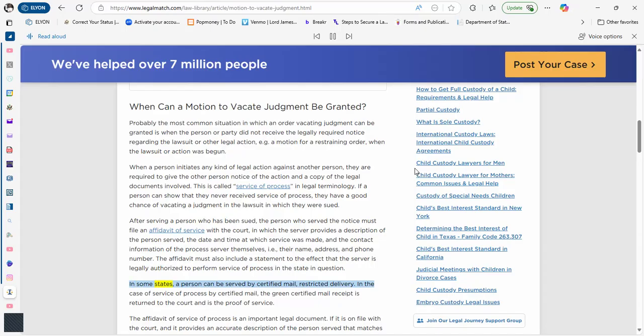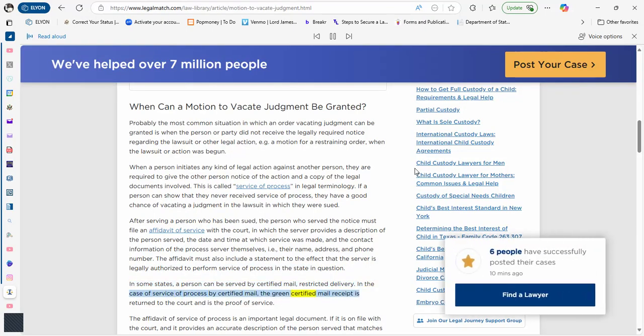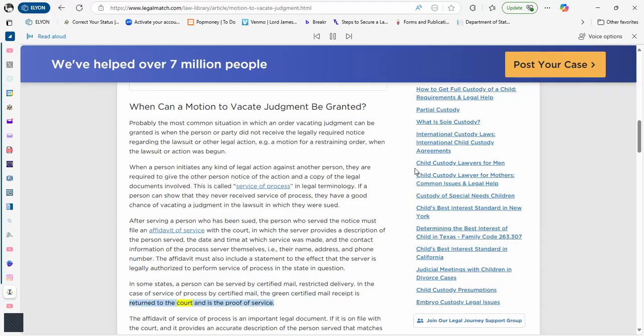In some states, a person can be served by certified mail, restricted delivery. In the case of service of process by certified mail, the green certified mail receipt is returned to the court and is the proof of service. The affidavit of service of process is an important legal document.